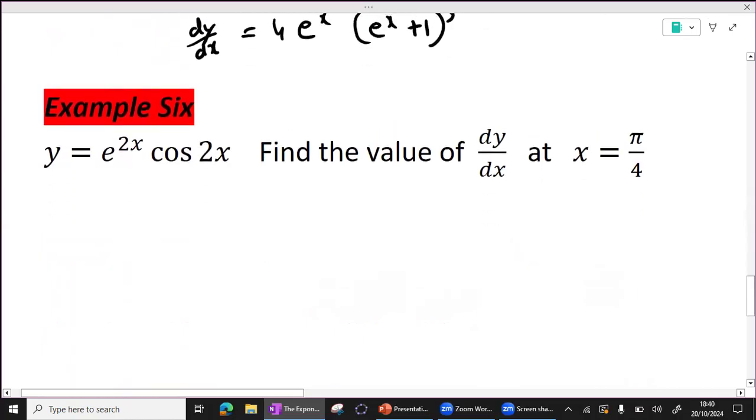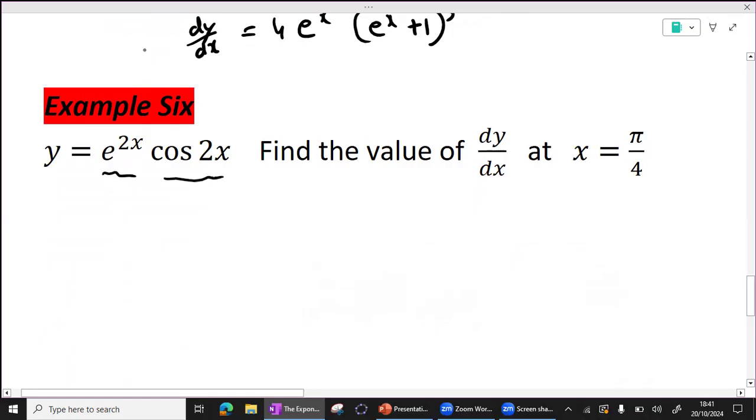Okay. The next one, find the value of dy dx at x is equal to pi over 4. Now this one is the product rule. How do I know it's a product? Because I have an e to the 2x times a cos 2x. So u is going to be equal to the first part. Sorry, I should have written product there, so it's clear in my mind what we're doing. v is equal to the cos of 2x.